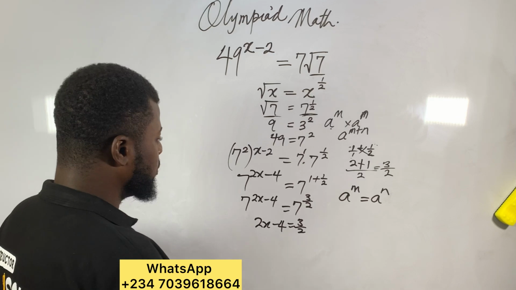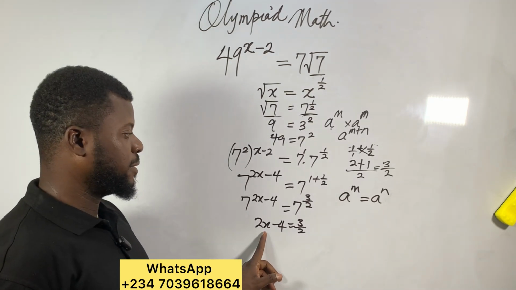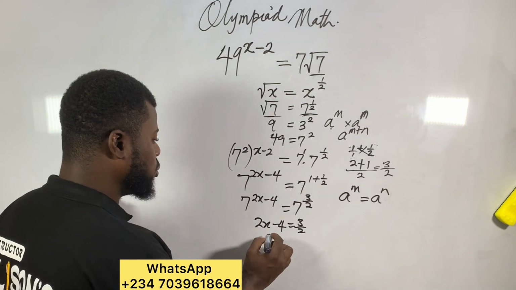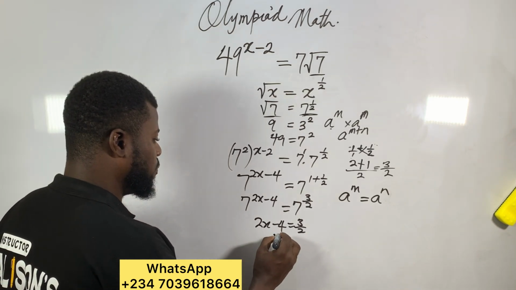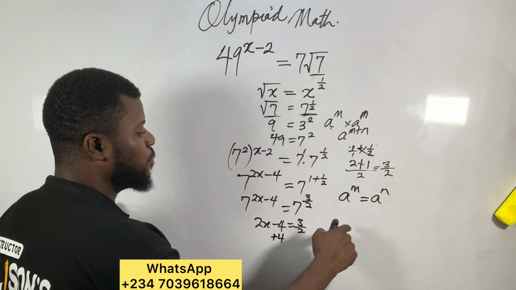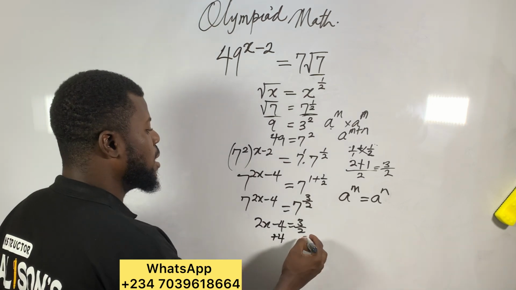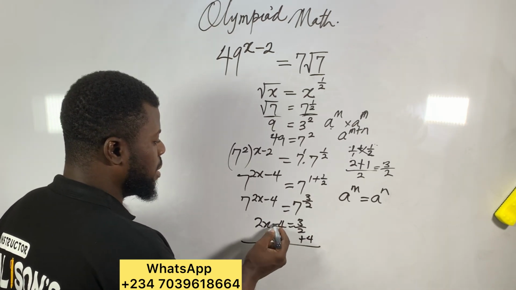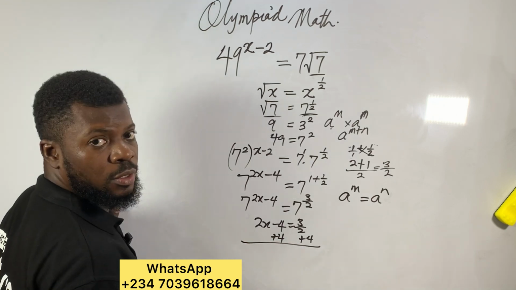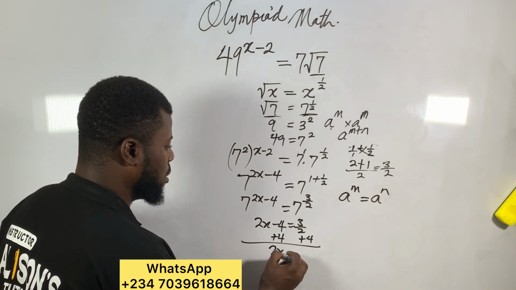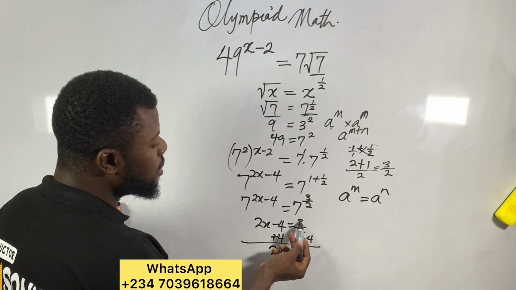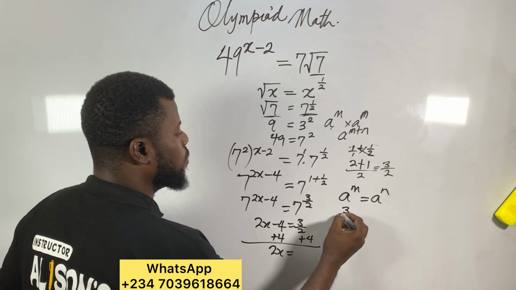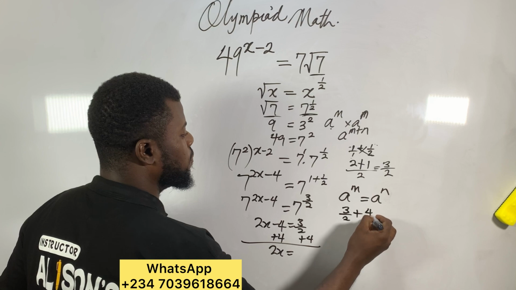Let us continue. Now at this point, you know x is what we want to find. I want to remove this negative 4, and to remove it I will use plus 4. That means I add 4 to both sides. If I add plus 4 here, I still add plus 4 on the other side. So you see minus 4 plus 4 is 0. 2x will remain, equal to 3 over 2 plus 4. See it? 3 over 2 plus 4.